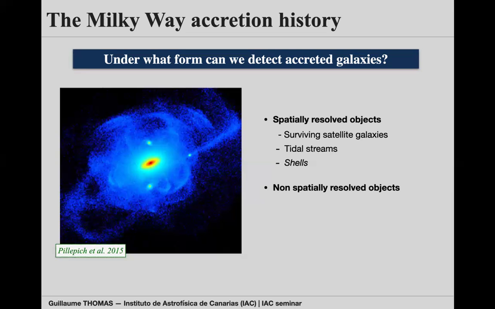The other type of structures is all the stars that you see in the rest of the halo that form a non-spatially resolved object. They're just galaxies that are completely destroyed. However, we can still detect them through the dynamical properties, but also the chemical properties. And I'm going to show that next.